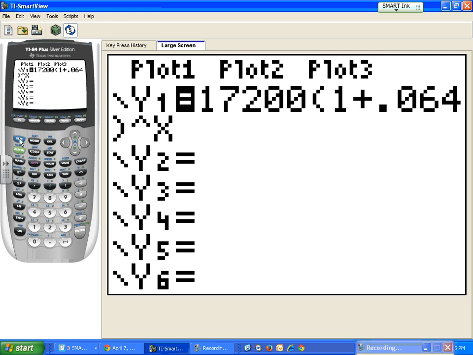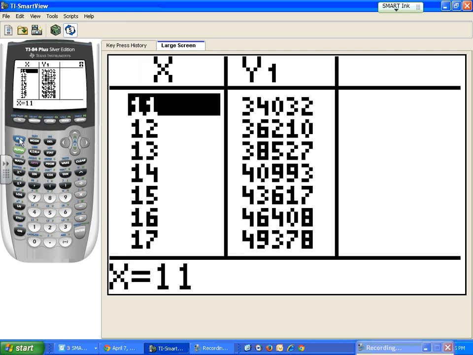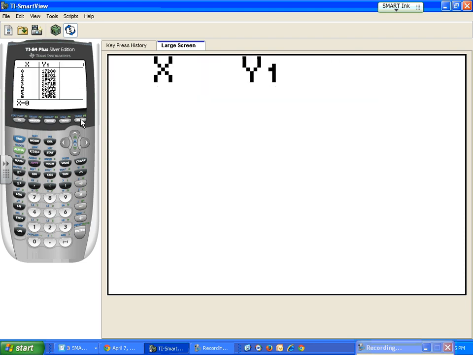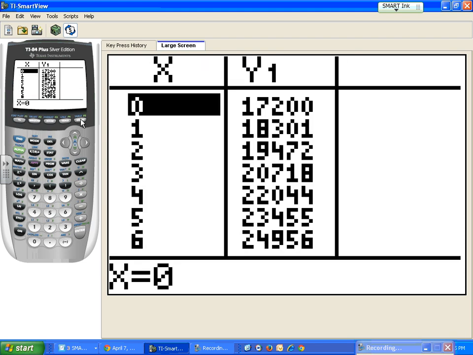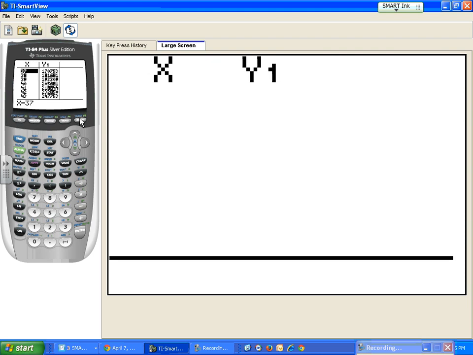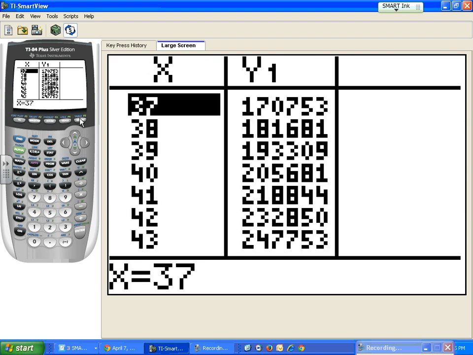Here we will look at our table. Let's start at 0. Use our table set to reset. So we're starting out at our 17,200 and it's increasing each year. We want to know in 37 years, in year 2000, how much it's going to be worth. For the table set, 37, with our table. So we go with 170,753.